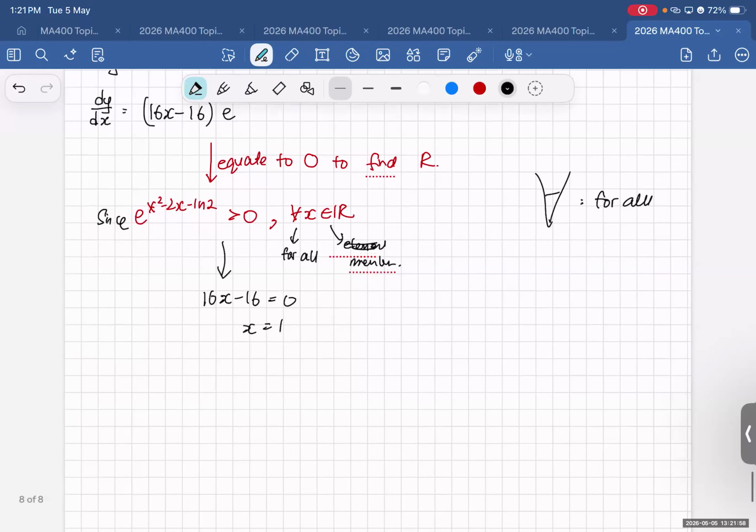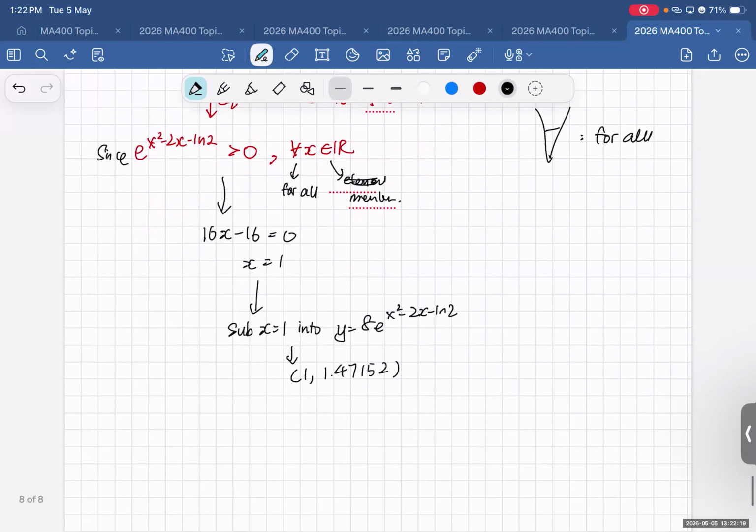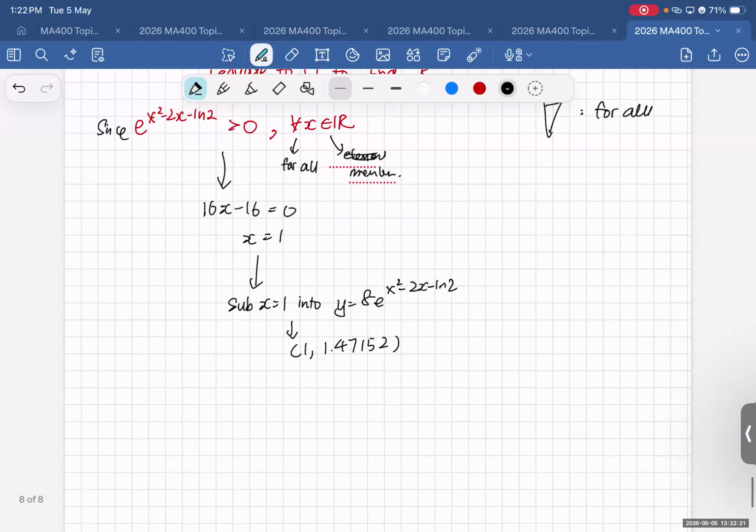What is it called? It is the y. Okay, sub x equals 1 into y. 8e to the power of x squared minus 2x minus log 2. 1.67. 1.47152. Okay? So you can even say that it is 1 and 4 over e.